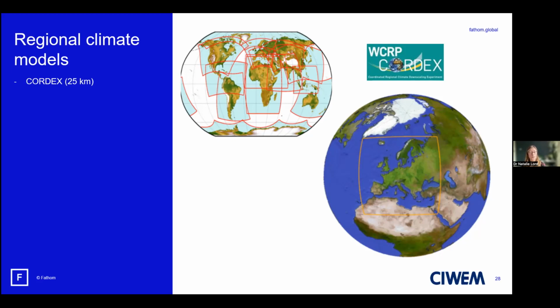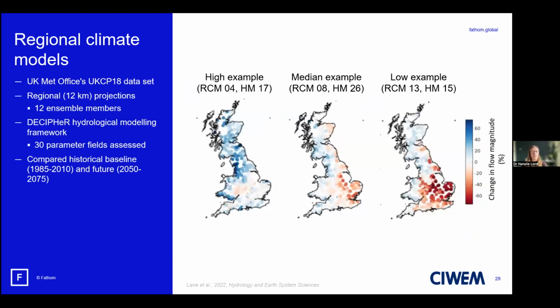Next slide, please. The UK Met Office's 2018 UK climate projections, also known as UKCP18, are another set of regional climate model projections, which were run for a range of different emission scenarios, covering the UK and sometimes Europe, at a range of different horizontal resolutions. A set known as the regional projections, which have a horizontal resolution of 12 kilometers, we used in this paper in order to explore uncertainties in the impacts of climate changes on high flows across Great Britain.